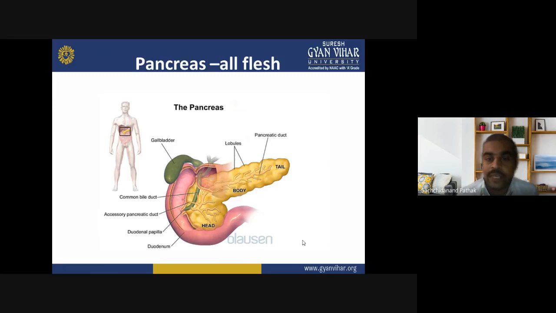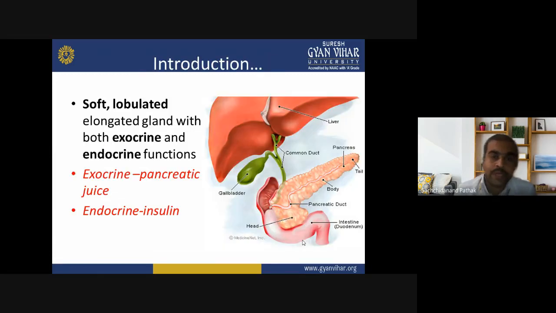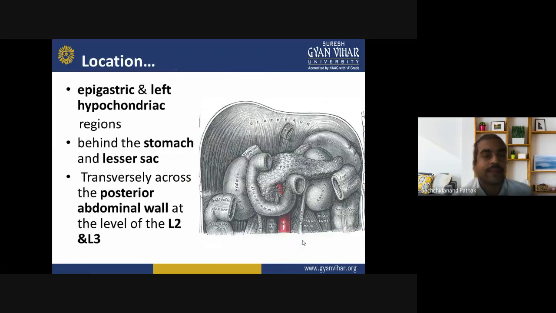So you can see the pancreas in the diagram. Head, body, tail, lobules, pancreatic duct, common bile duct, accessory pancreatic duct, duodenal papilla, duodenum, gallbladder. It is a soft, lobulated, elongated gland with both exocrine and endocrine function. Exocrine secretes the pancreatic juice, while endocrine secretes hormones like insulin, glucagon, somatostatin, and polypeptides.